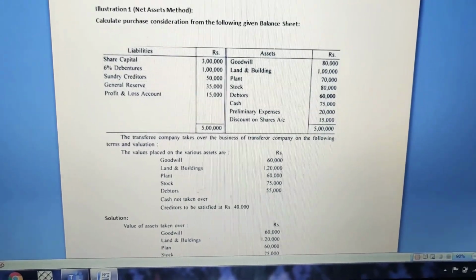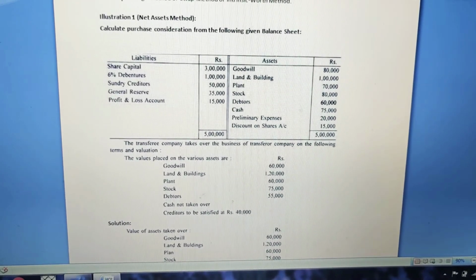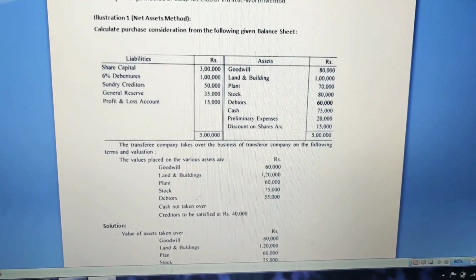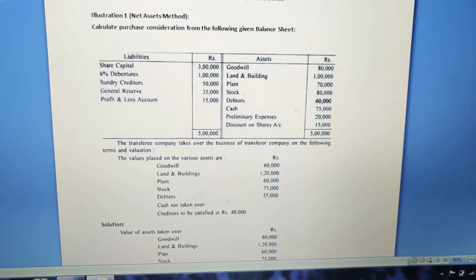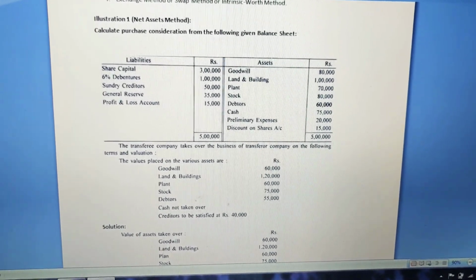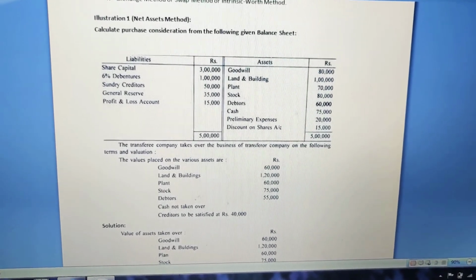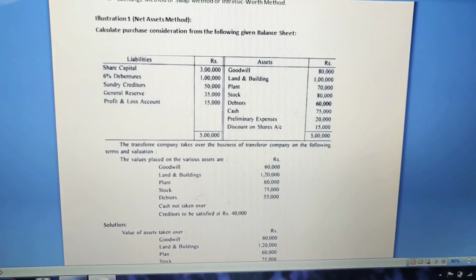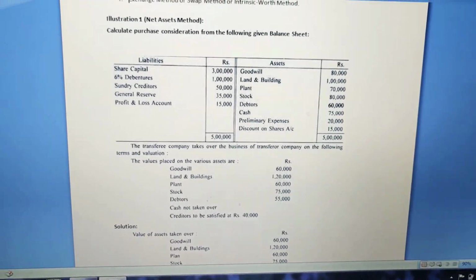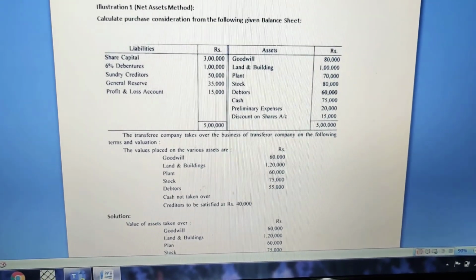As you can see, it is based on the net asset method. Here he is saying to calculate just the purchase consideration from the given balance sheet. He's not asking for any journal entries or ledger accounts or anything else. This is a very basic question, and you just have to calculate the purchase consideration, so please listen very carefully.